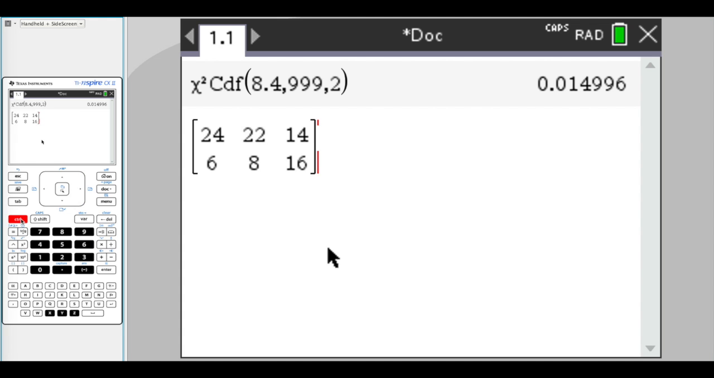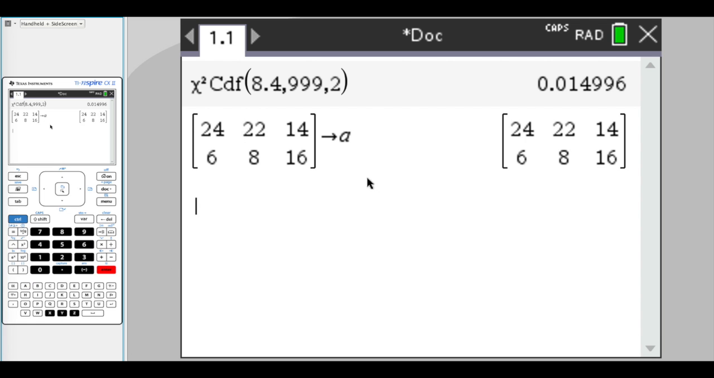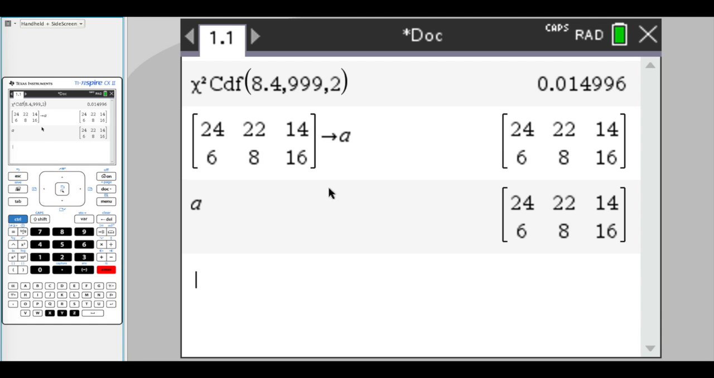From there, right above var is STO in blue. So if I hit Control and var, I get this little arrow, and I'm going to need to name what variable this is associated with. So I pick one of the letters on the calculator, and I say store that as A. And it's important that you store it as A. And if you want, you can test. You just type the letter A, and it returns our table.